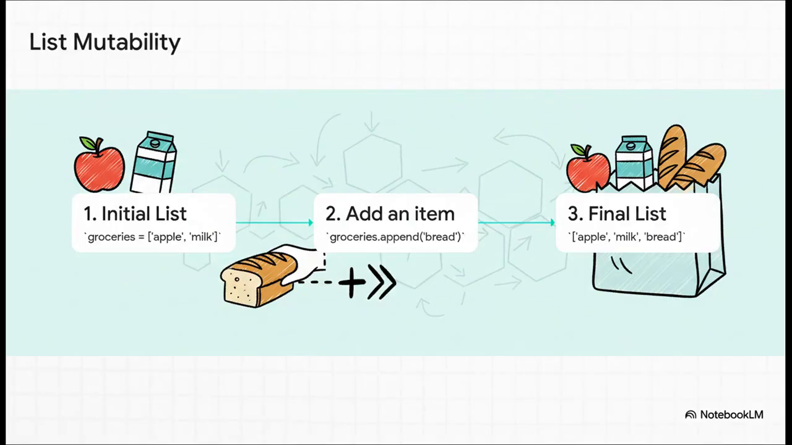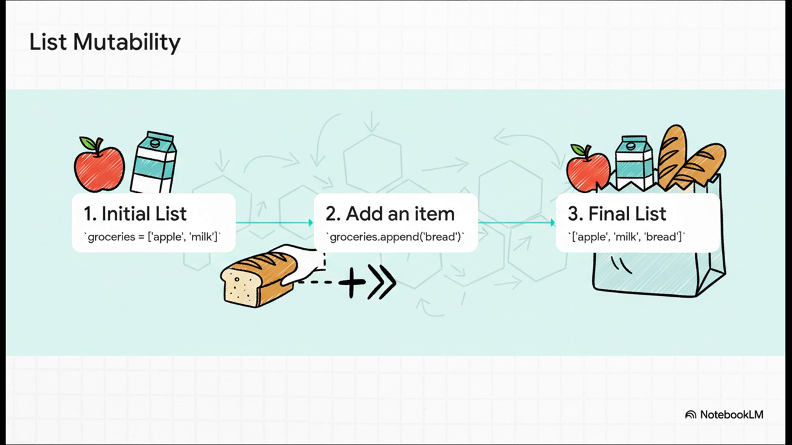Let's actually see that changeability, that mutability in action. Okay, so we start with a simple grocery list, apple and milk. Then we use a special command, .append, to add bread to it, and boom, look at that. The original list itself has actually changed.